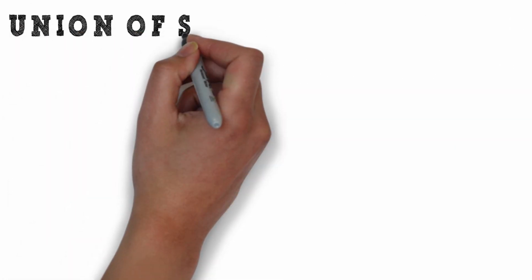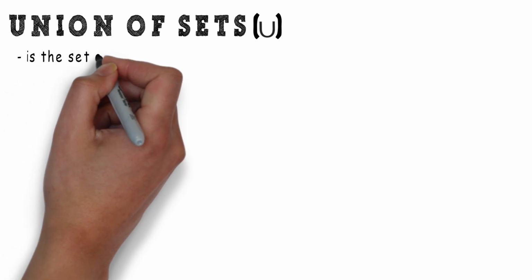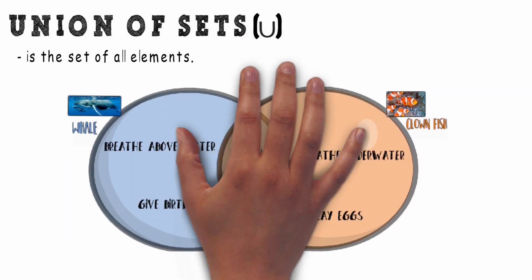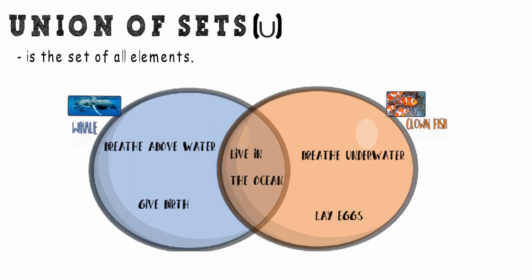So now, let's proceed to union of sets. So here's the symbol for union of sets. And union of sets is the set of all elements. Or we could say that it is a set containing all elements that are in our given set. Okay? So let's use our previous example and let us emphasize all elements.